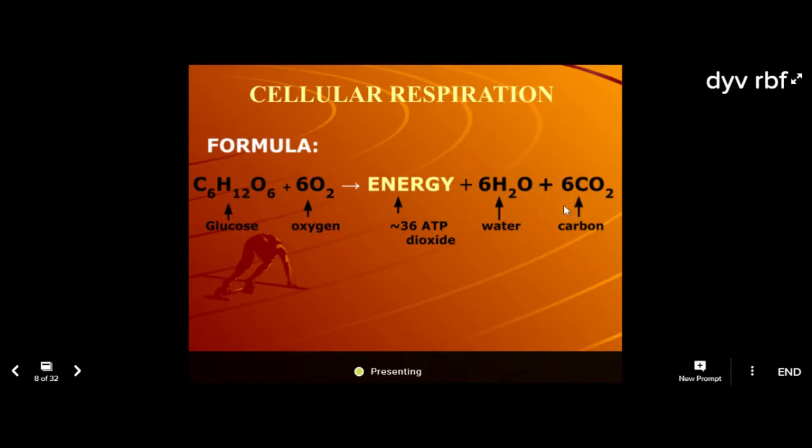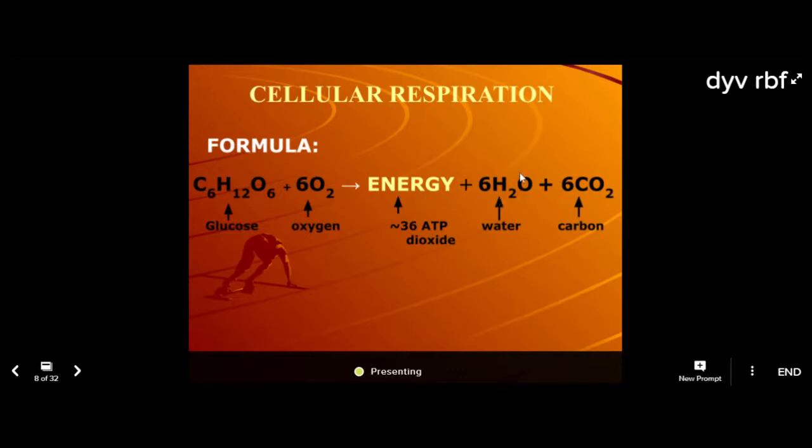So what you have to look at, you see that tiny white arrow that's right in front of the energy word there? Okay, that arrow represents that there is a chemical reaction happening, meaning that the things on the left side of that white arrow, those atoms, the O's and the H's and the C's, are all being rearranged into different molecules that are on the right side of the arrow.